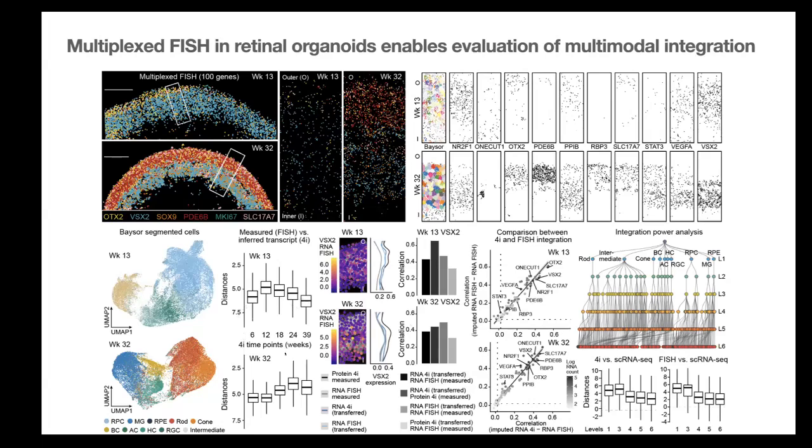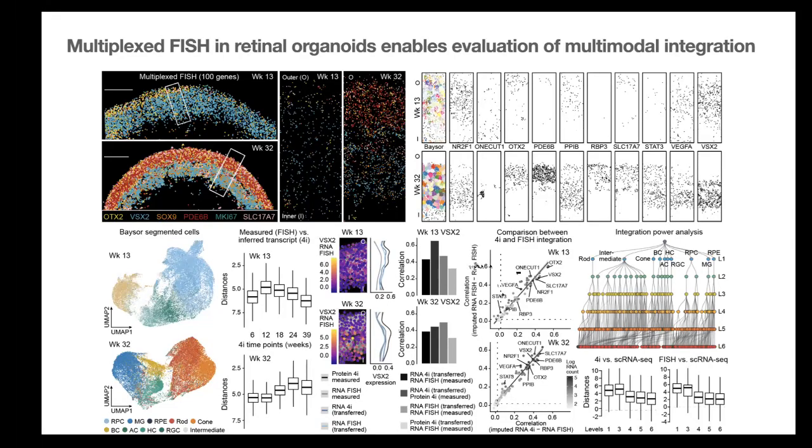In the FISH data, we had 2 time points, week 13 and week 32. Week 32 was most closely related to week 24 and a little bit less to week 39, and week 13 was close to week 12 in the FISH data. So that was already pretty promising. Then for some key regulators, you can look at these profiles along the window and see that in the FISH and in the 4i, these are very nicely correlated.